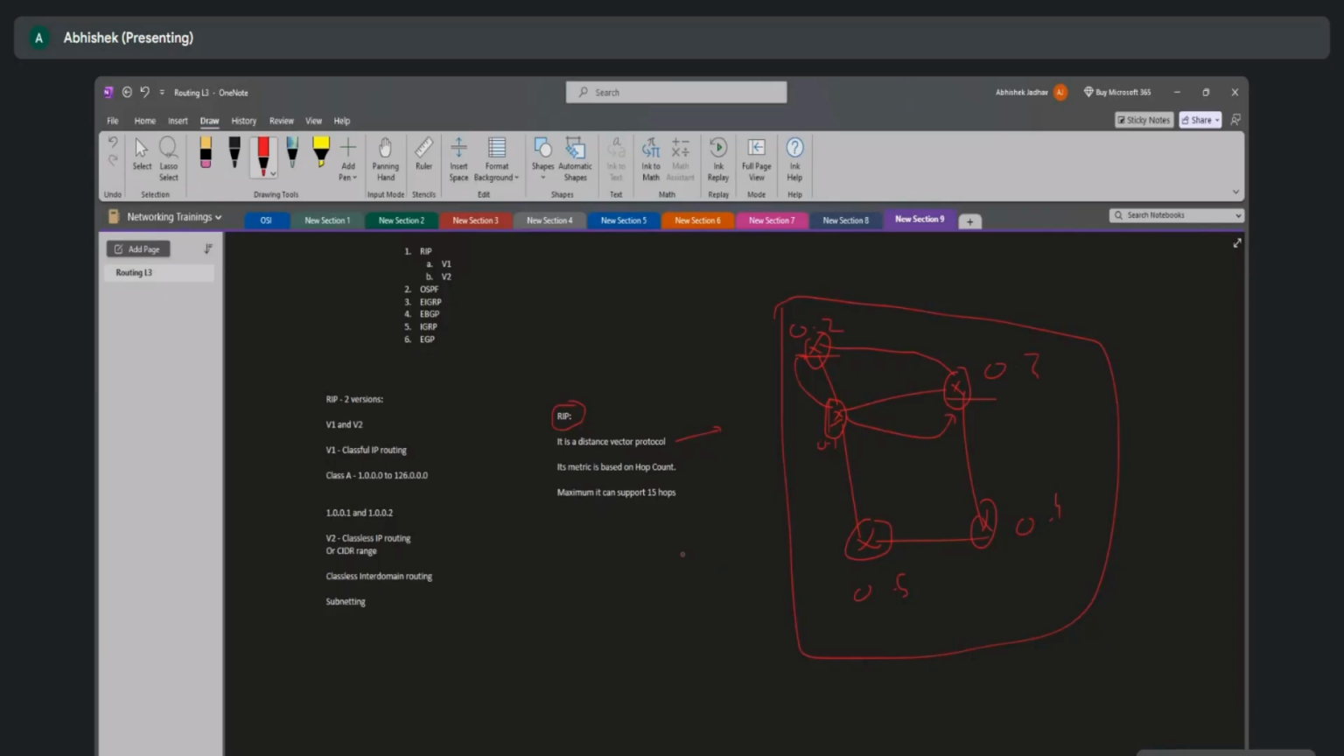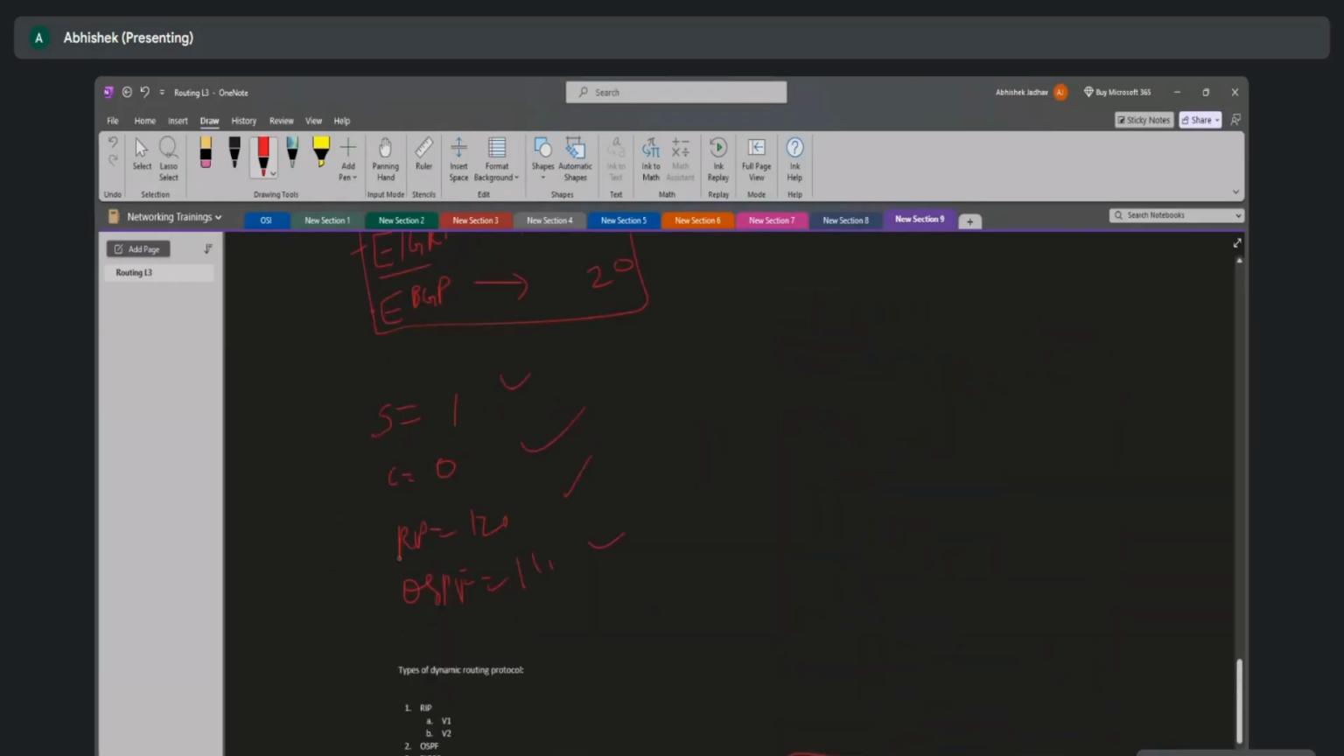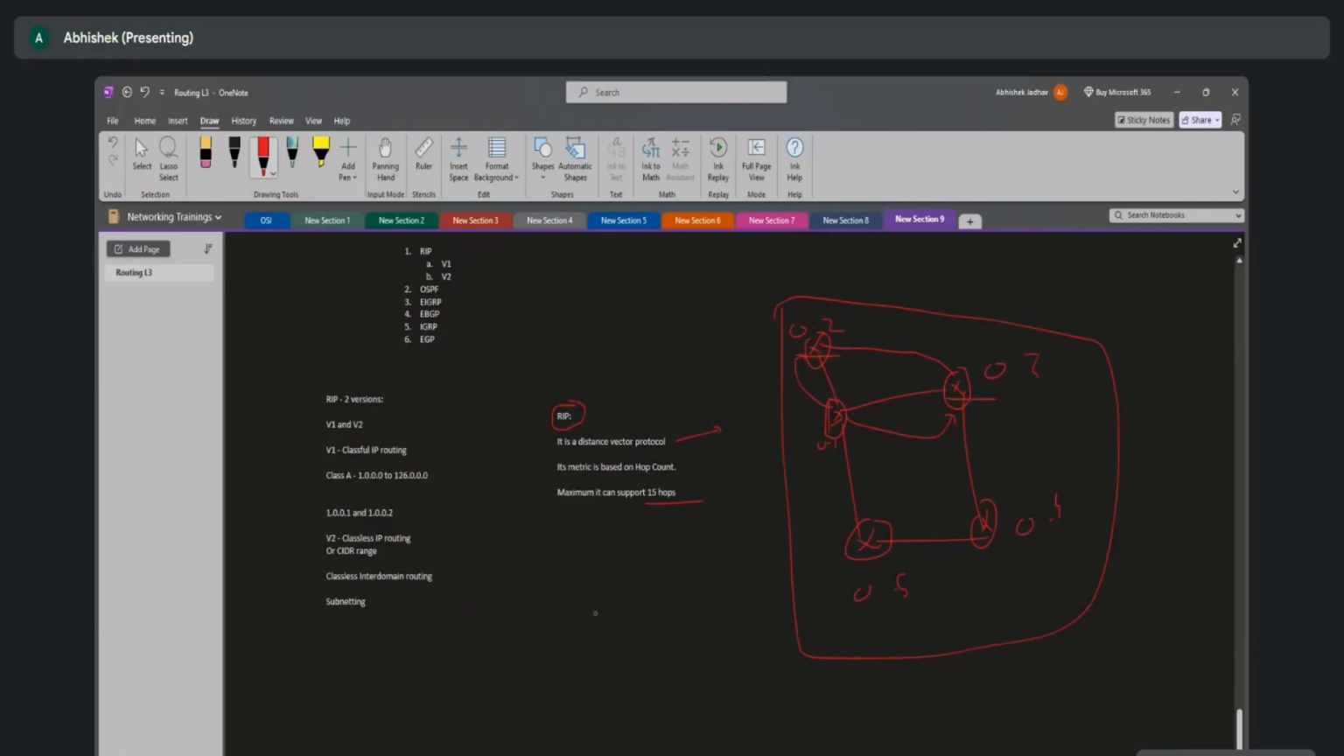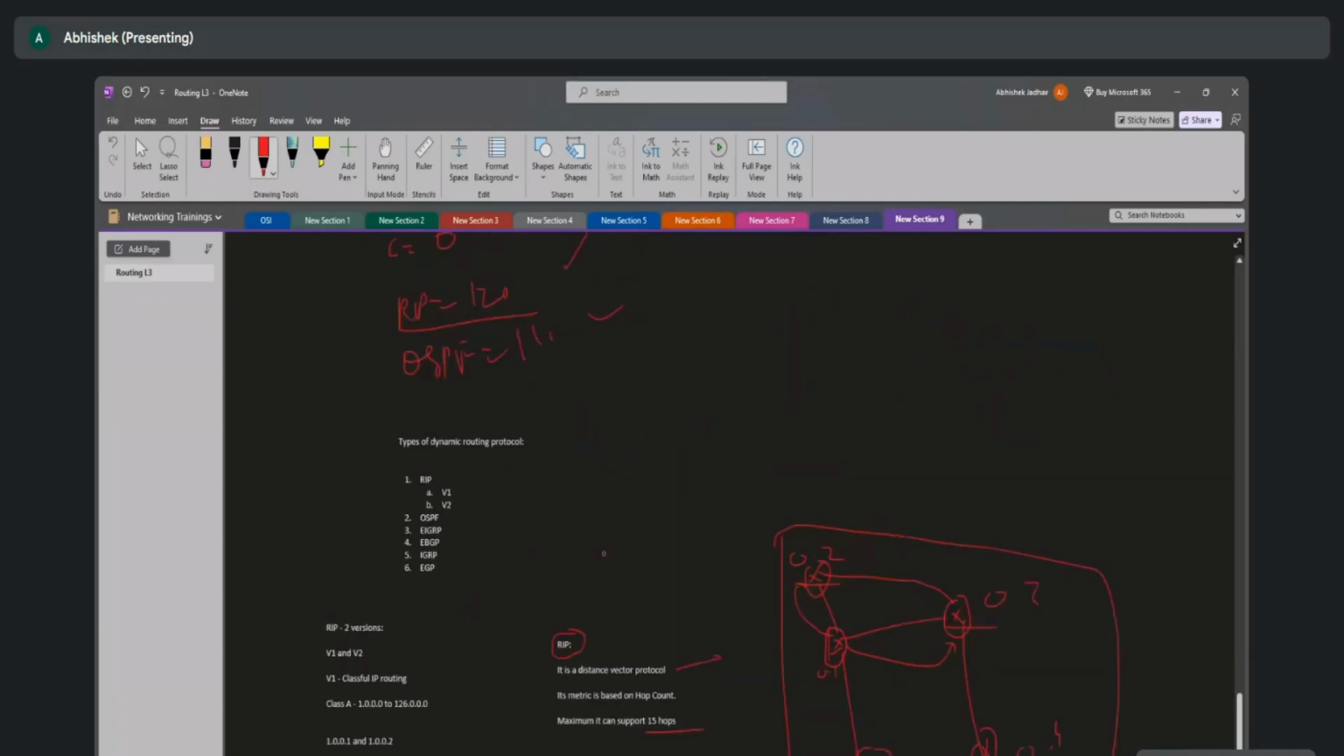Hello? Yeah, pardon. As you said, RIP 120. Here you are saying 15 hops maximum it can support. So I have a doubt on that. Can you please explain that? Okay, 120. Yeah, right. So administrative distance is not related to the hop counts. Okay, got it.